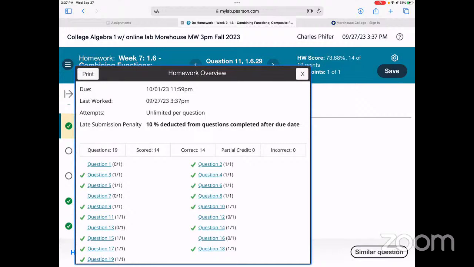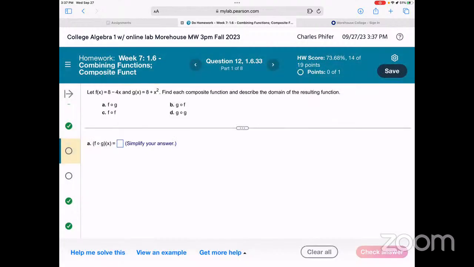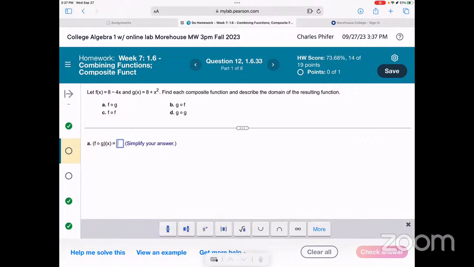Given this f and g, find each composite function and describe the domain of the resulting function. Okay. So f of g. So let's do our outside function first, which is going to be 8 minus 4x. This is going to be our last one. And we're going to replace the x with blank parentheses. Into the blank parentheses, we put the second function, which is g. So it's 8 plus x squared. Okay. And then we simplify.